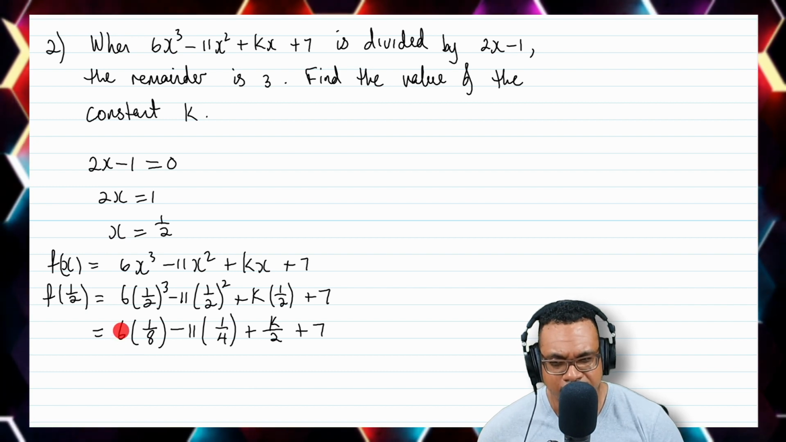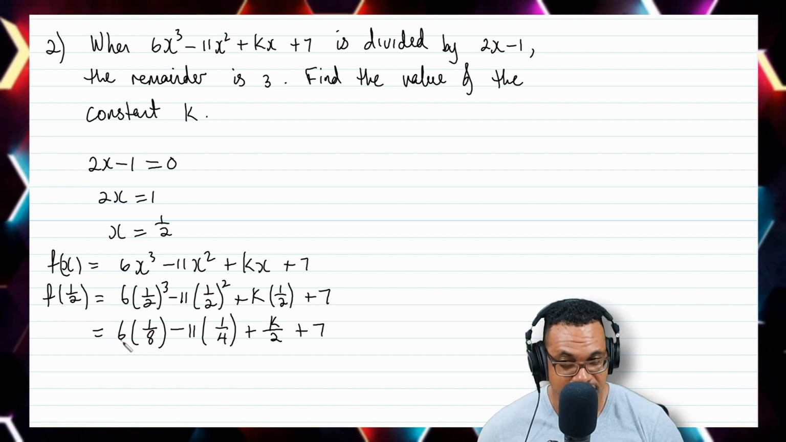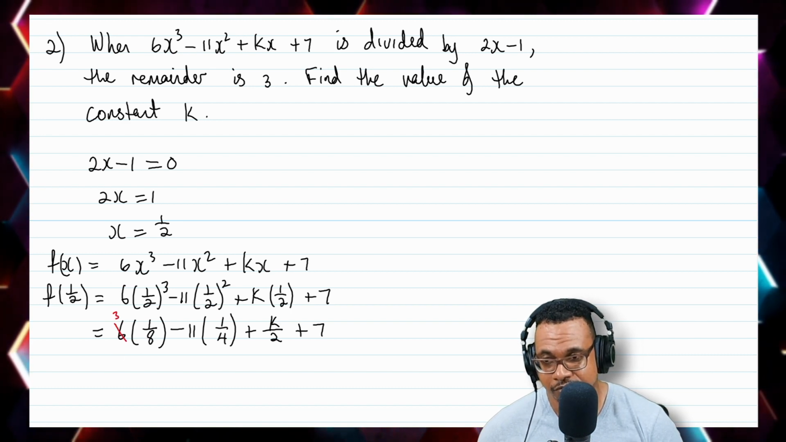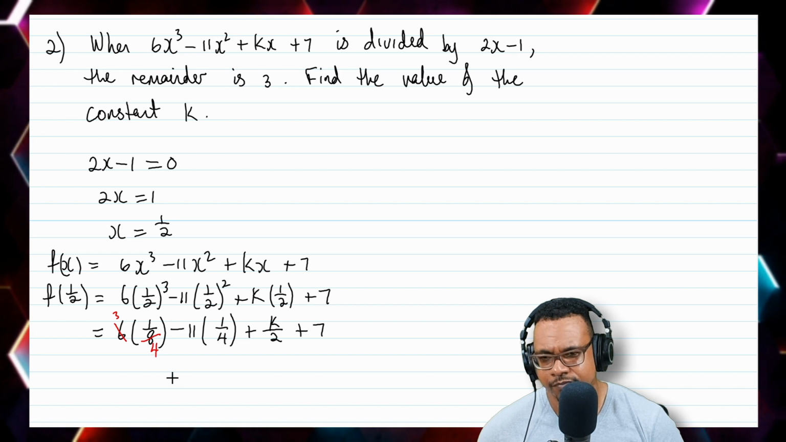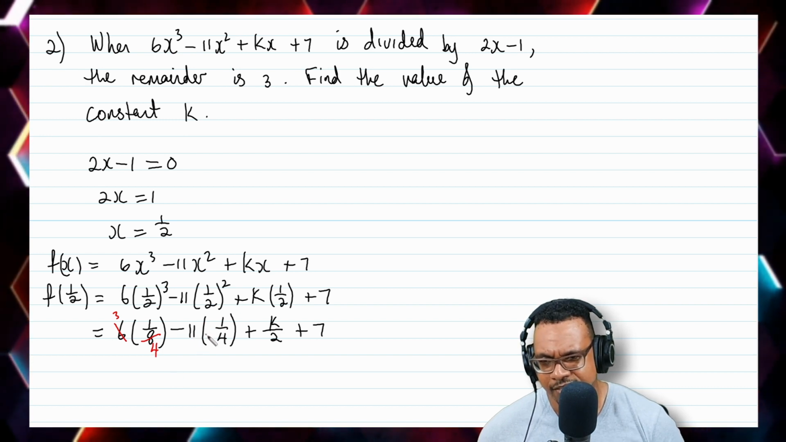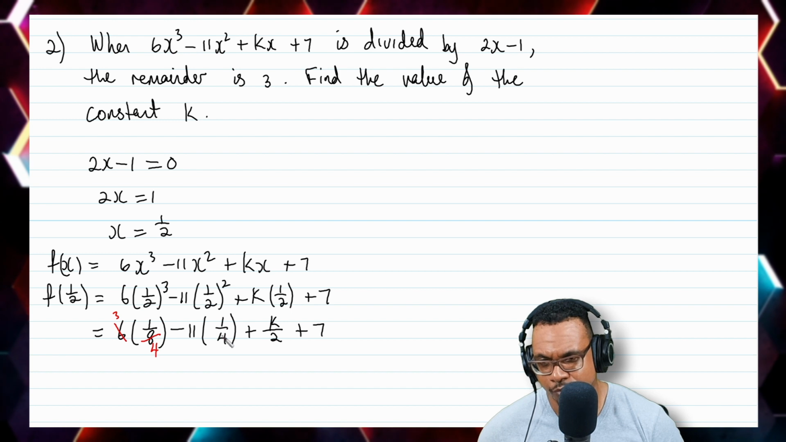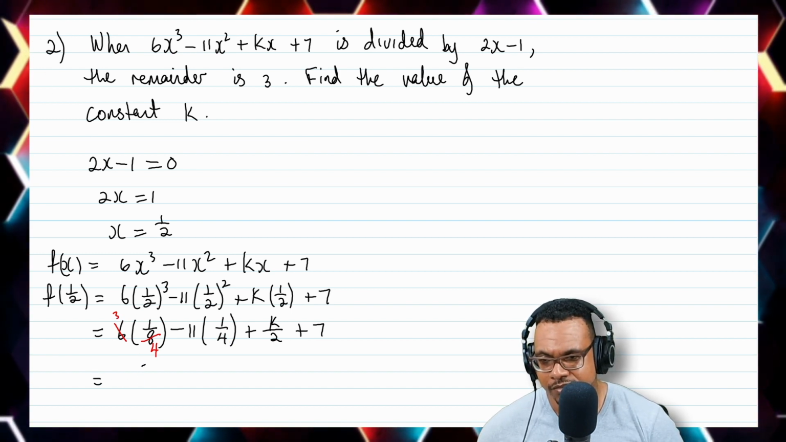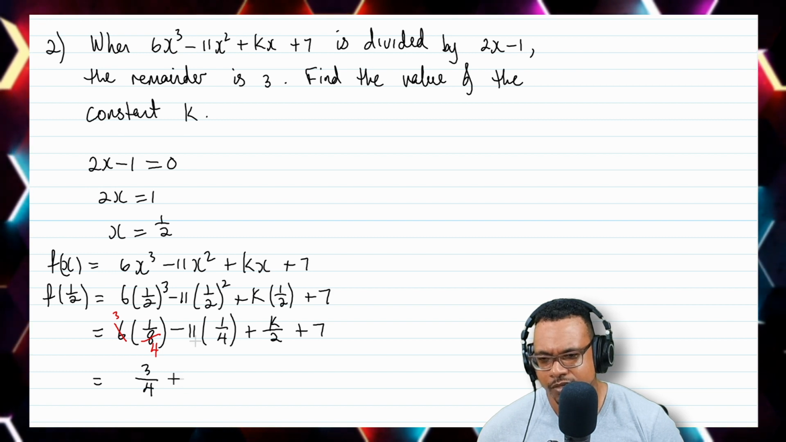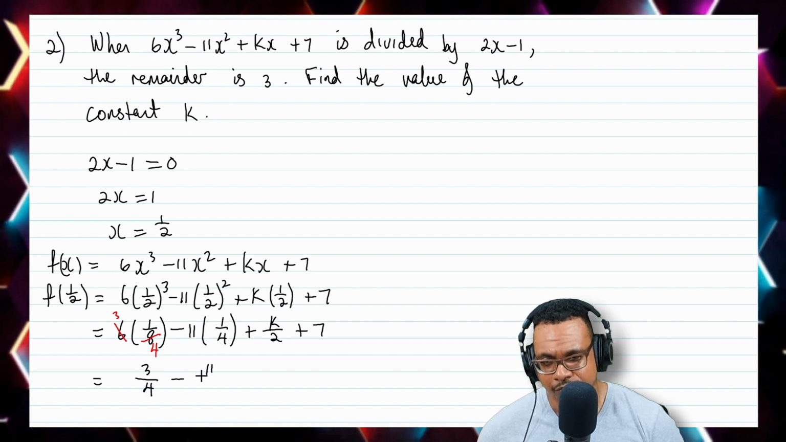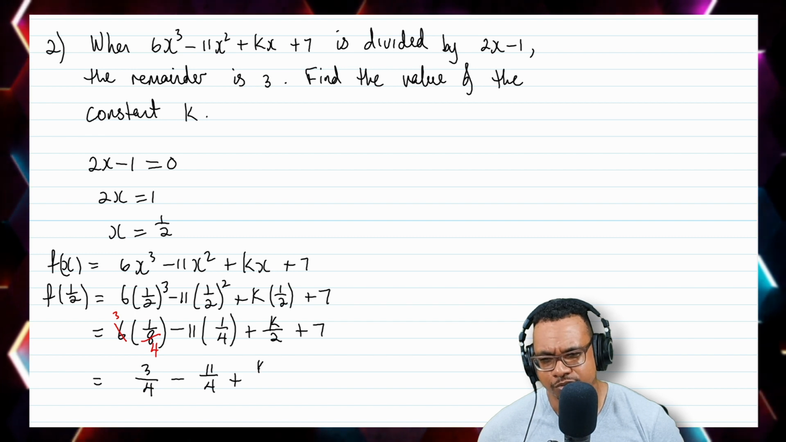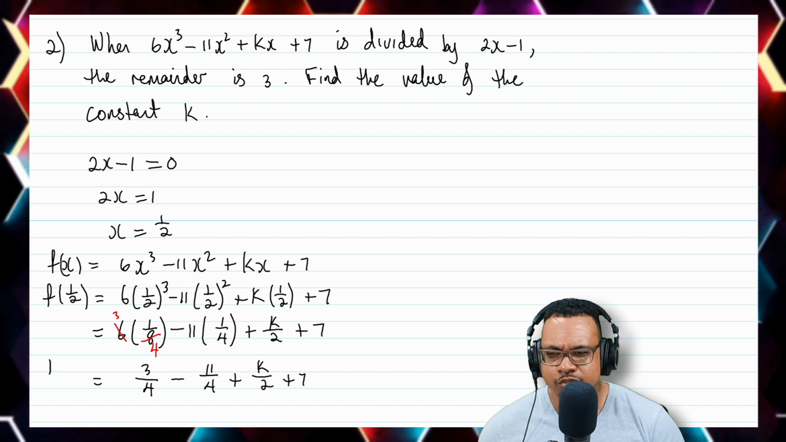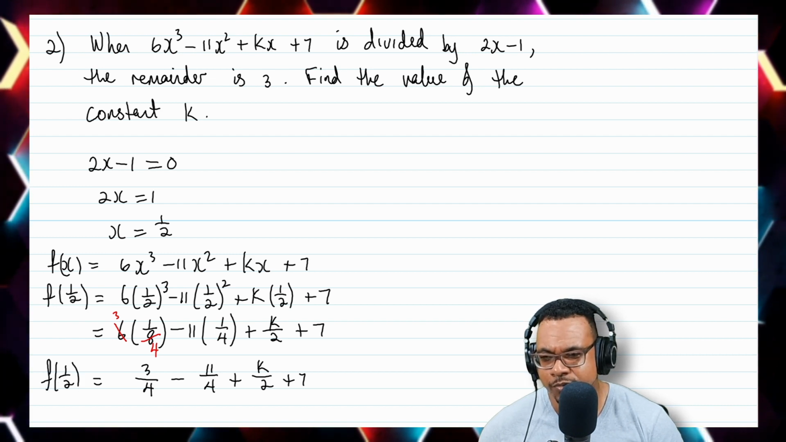So now looking at what's going on here, we have 6 over 1 multiplied by 1 over 8. So obviously 2 could go into 6 and 2 could go into 8. So you can do that cancellation. 2 into 6 is 3, 2 into 8 is 4. Nothing would cancel here, so you have 11 by 1 is 11 over 4. So let's write that out. So this would be 3 by 1 is 3 over 4. This 11 by 1 is 11, so 11 over 4. Plus k over 2 plus 7. And this is what f of a half is equal to.